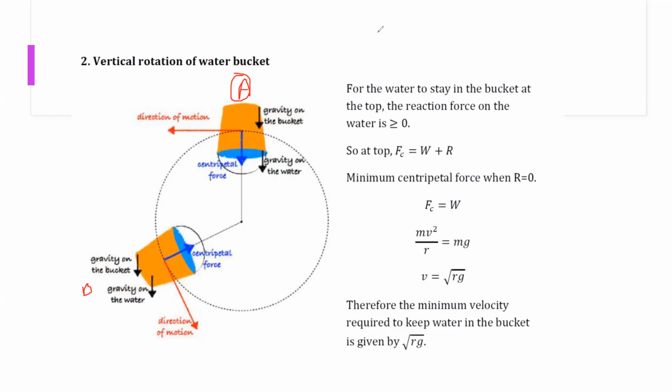So at the top, the normal contact force is always perpendicular. If this is a bucket filled with water, the weight is acting down, and the normal contact force is acting up, because the normal contact force is always perpendicular. But what will happen if it is at the top, the other way around?